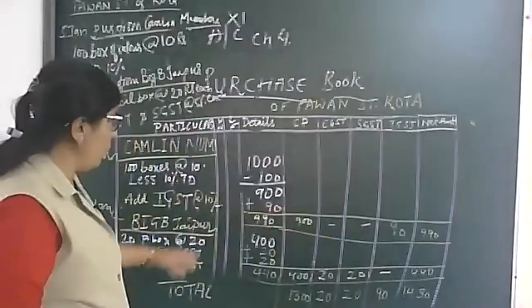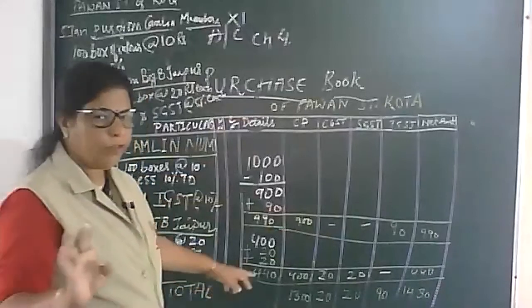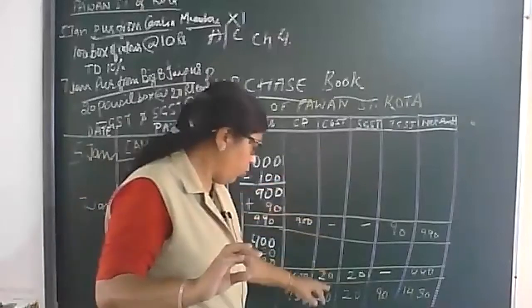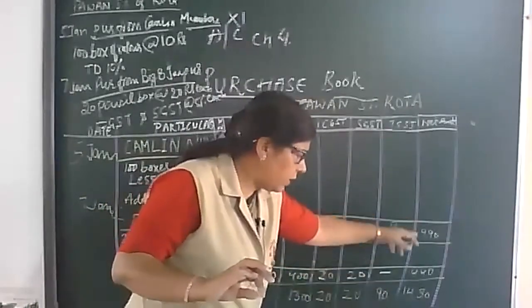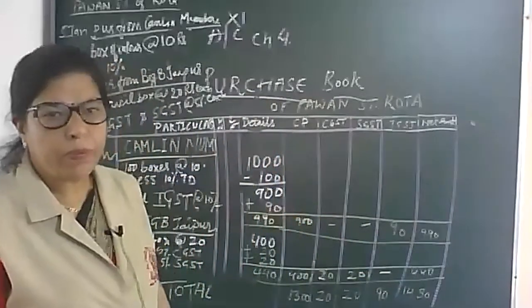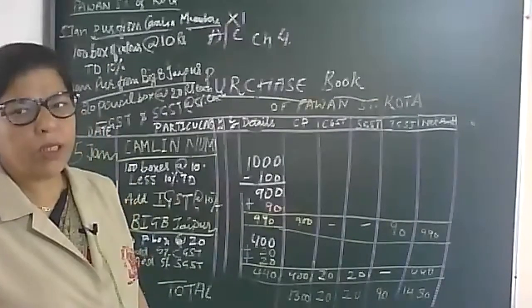Now at the end, don't total the detail column. Okay, first 900 and 400, 1300, then 20, then 20, then 90, then add these two. Okay, any doubt, my dear children? I am sure you must have understood.